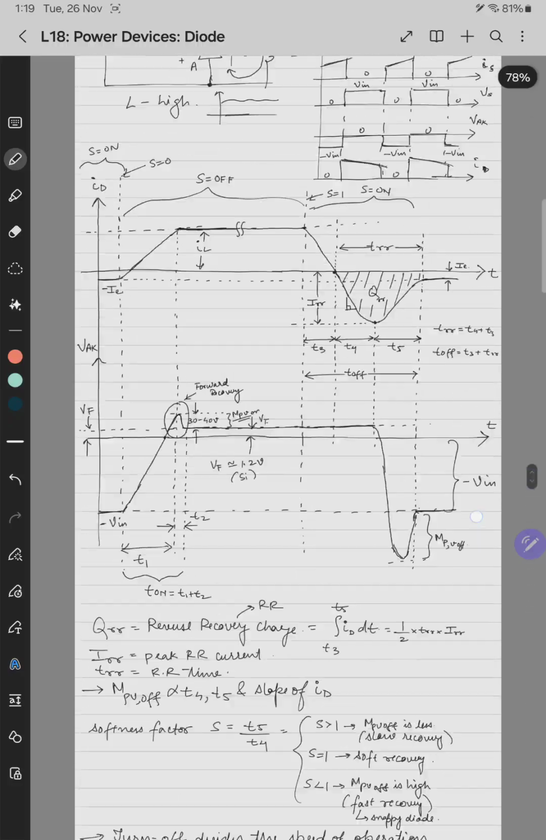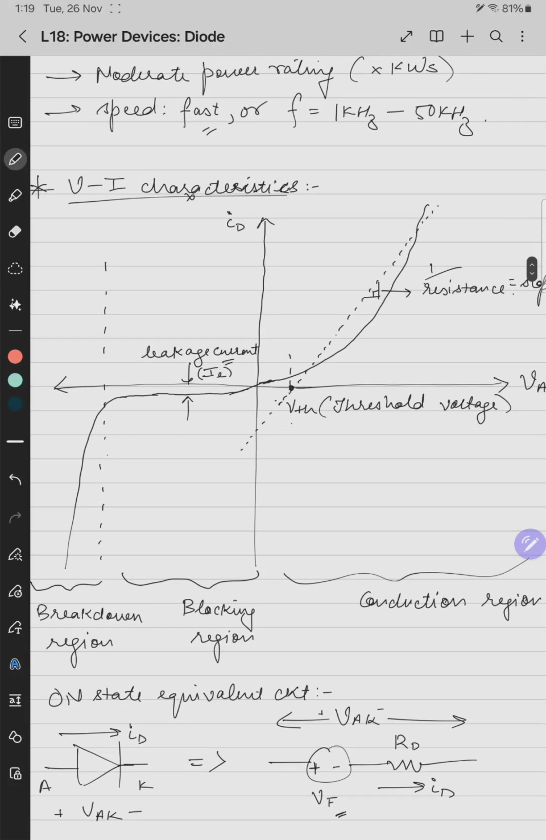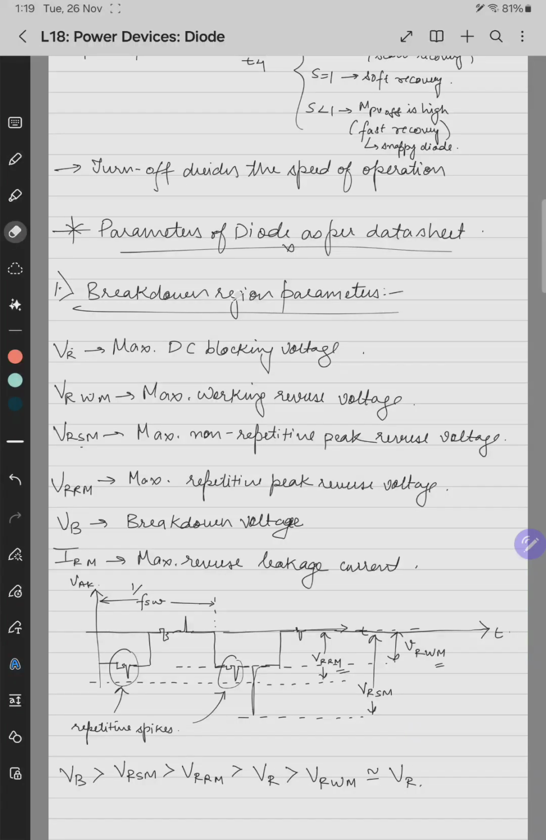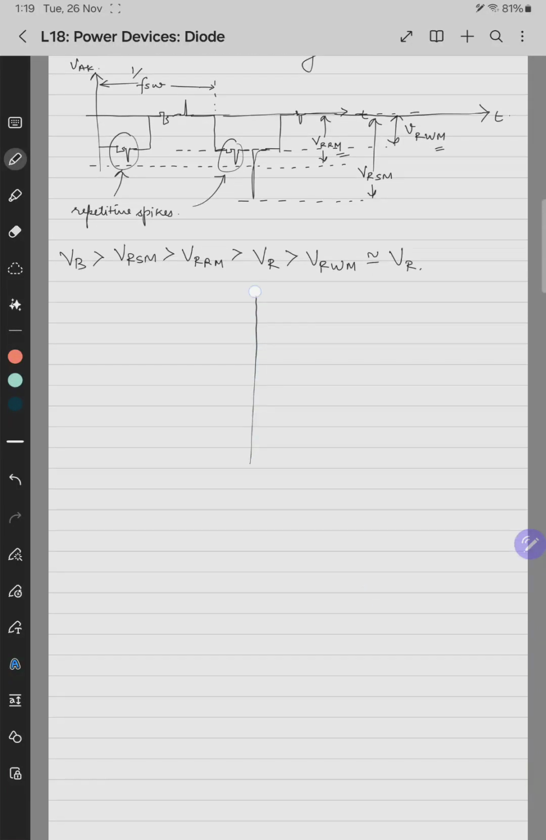So if you plot this relation as per the IV characteristics in the breakdown and blocking region, I think this should be the blocking region, not the breakdown region. So, breakdown and blocking region parameters. If we draw only the blocking characteristics, the current reaches here and then it goes into avalanche breakdown. Let's say the maximum possible breakdown voltage here is VB. This is ID and this is VAK.